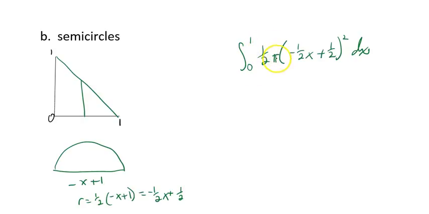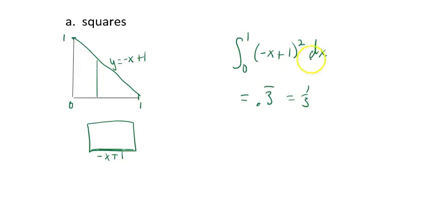Area formula 1/2 pi r squared, and that we just figured out is our r. And if I plug that in to my calculator, I get 0.1308, and I just realized that we need to go back and see what we get for the squares. Okay, if you plugged in for the squares, you should get 0.3 continuing, which is the same as 1/3.